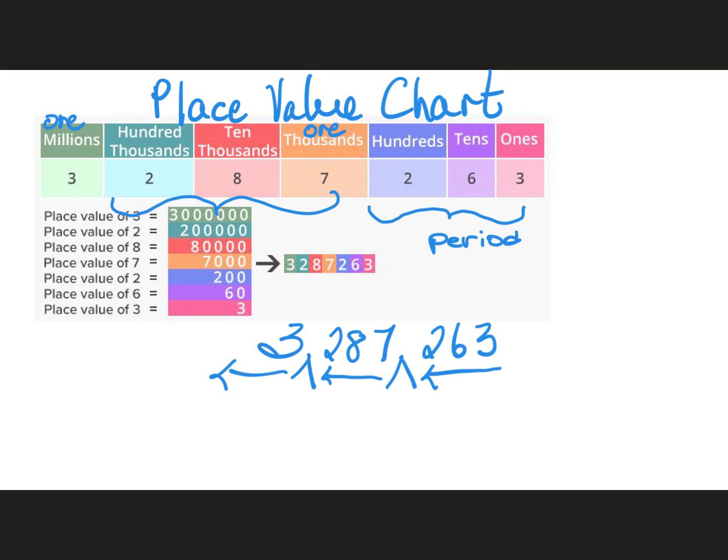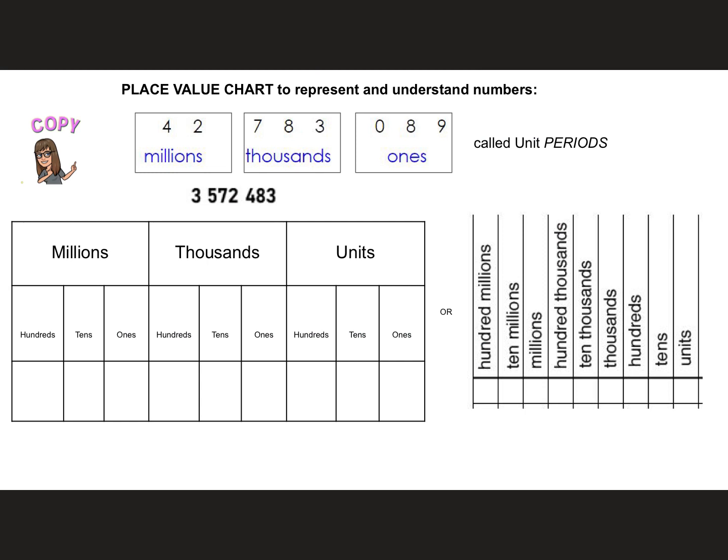And when we say them, we say them with that name. So 3 million 287 as a whole number, and then we say the thousand for the thousands period, and then again the 263 together. So again, that would be 3,287,263. So now you're going to copy these notes down so that you have this information in your notes.